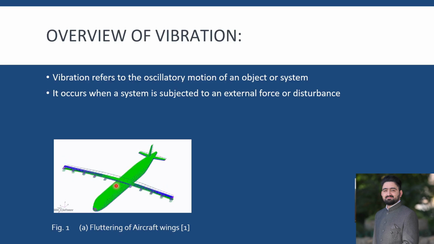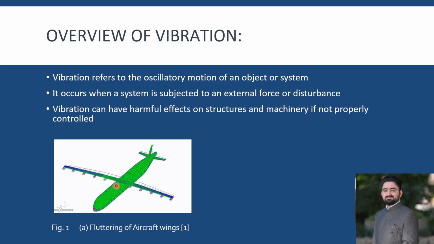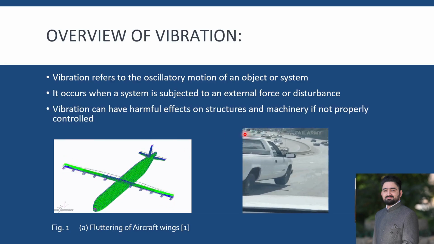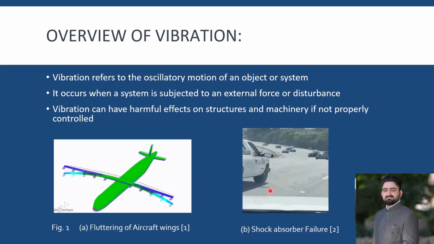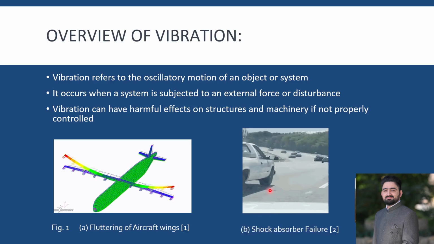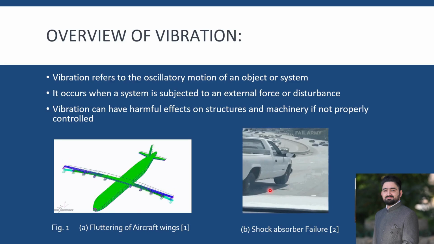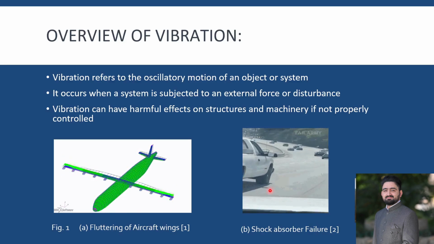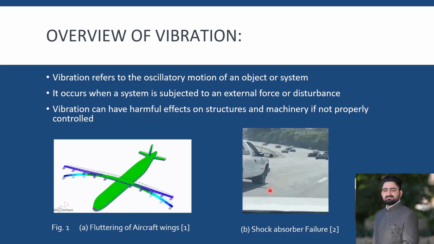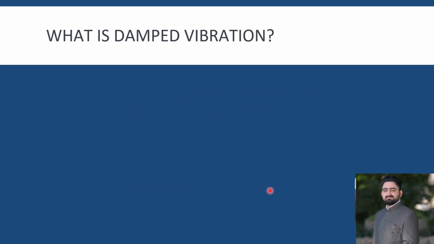So it is very important to take it into consideration and devise a proper damping mechanism. Vibration can have harmful effects if not considered during design. For example, this car has a failed shock absorber, and this happened because of prolonged vibration. So to control such kinds of failures or fatigue failures, we have to devise a proper mechanism for damping of the vibration. Now, what is damping?